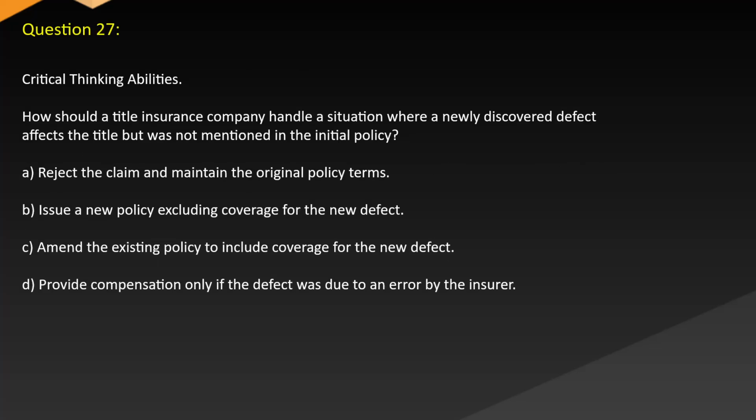Question 27. Critical thinking abilities. How should a title insurance company handle a situation where a newly discovered defect affects the title but was not mentioned in the initial policy? A. Reject the claim and maintain the original policy terms. B. Issue a new policy excluding coverage for the new defect. C. Amend the existing policy to include coverage for the new defect. D. Provide compensation only if the defect was due to an error by the insurer.